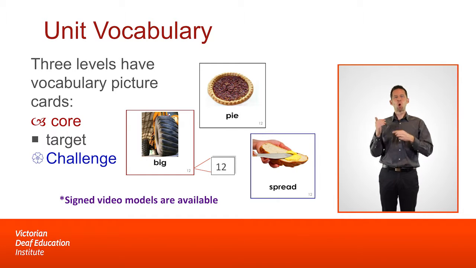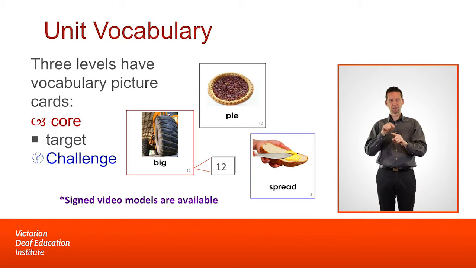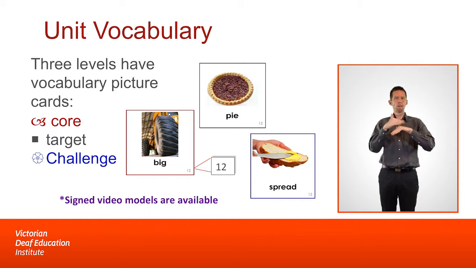There are 3 levels of vocabulary, and all of these levels have vocabulary picture cards. So we have core vocabulary, which is denoted by red text or a red border. We have target vocabulary, which is denoted by black text or a black border. And we have challenge vocabulary, which is denoted by blue text or a blue border.